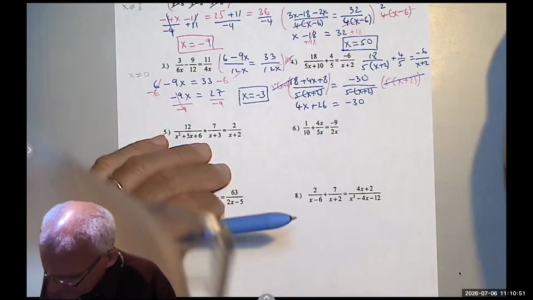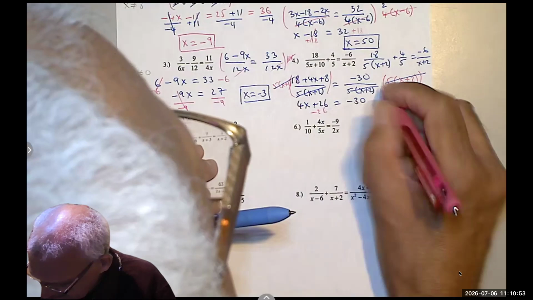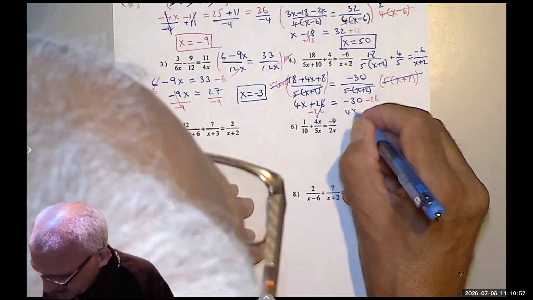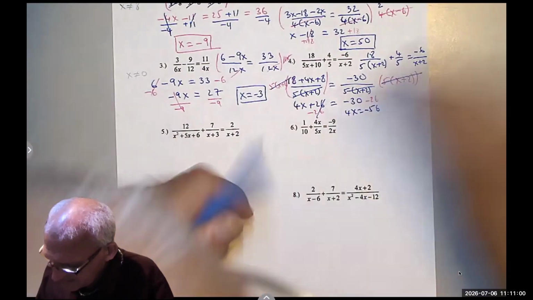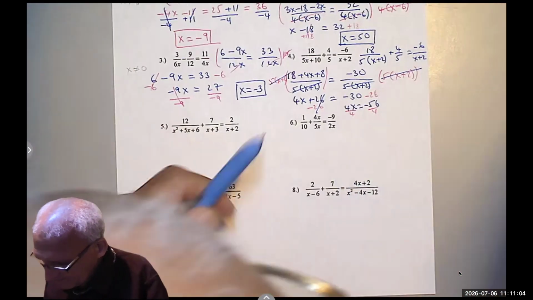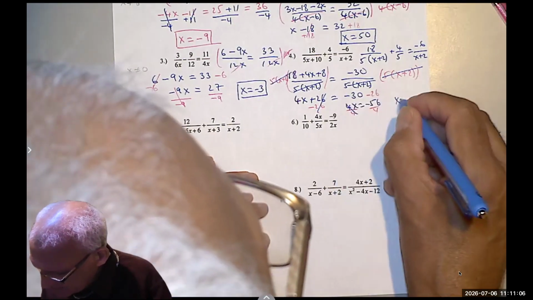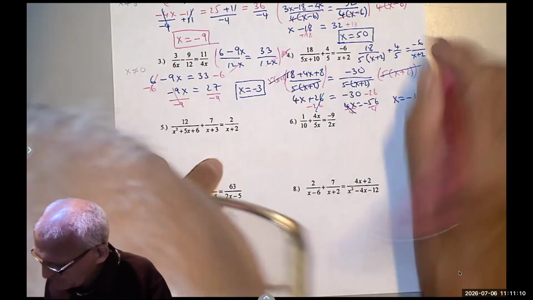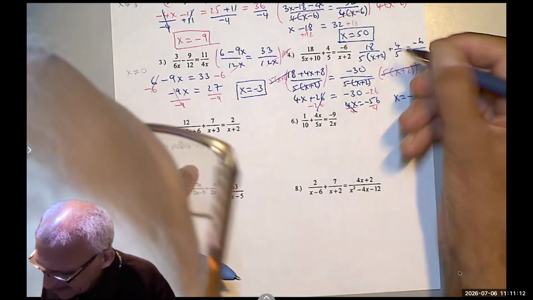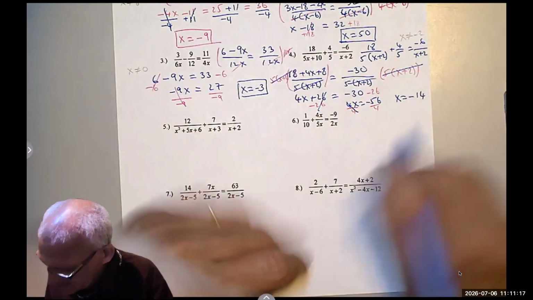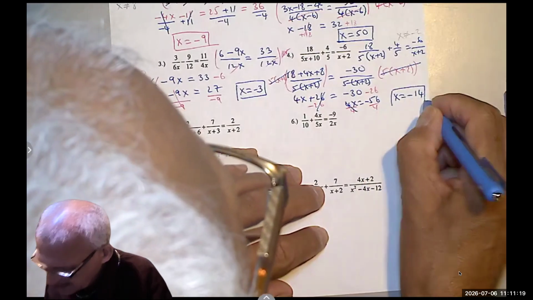I'm going to subtract 26 from both sides. So I get 4x equals negative 56. I'm going to divide both sides by 4. And I get x equals negative 14. x couldn't be negative 2. So in the beginning, I should have said x doesn't equal negative 2. And since I didn't get negative 2, this is a correct answer.